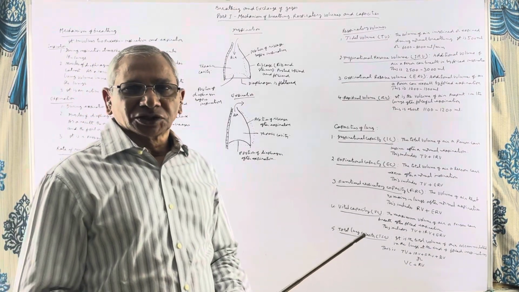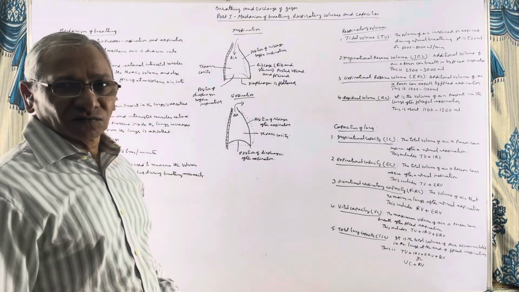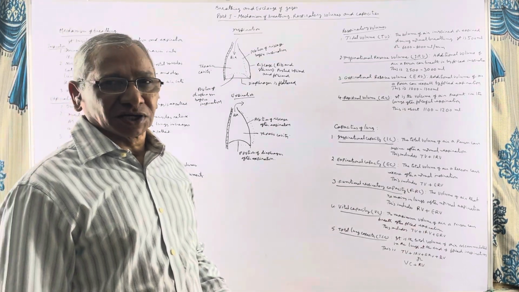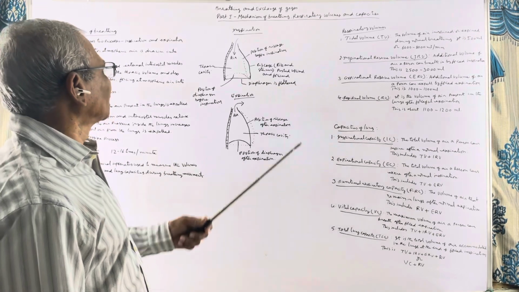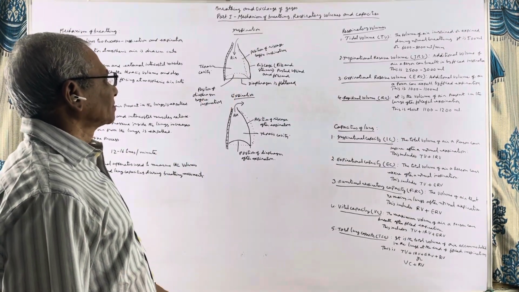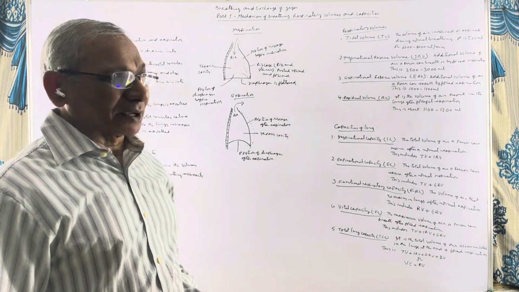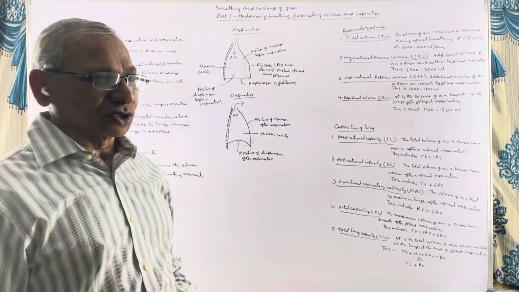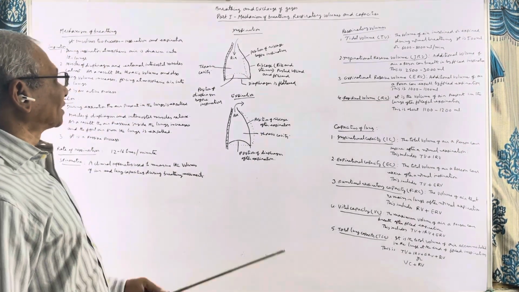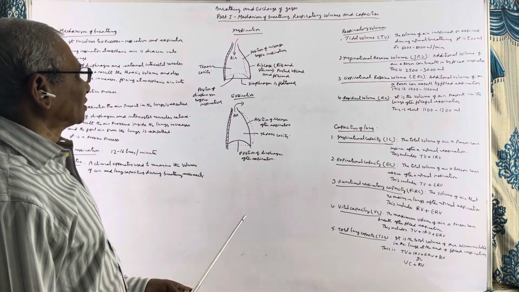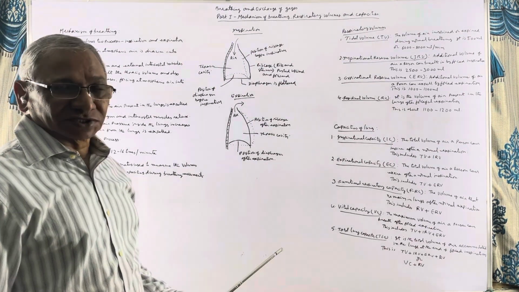Today, the topic for discussion is breathing and exchange of gases. This chapter is dealt under two headings. Part 1 consists of mechanism of breathing, respiratory volumes, and capacities. The second part includes the transport of respiratory gases. Today, let us take up mechanism of breathing, respiratory volumes, and capacities.